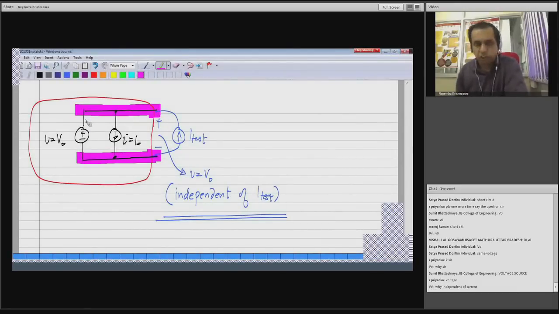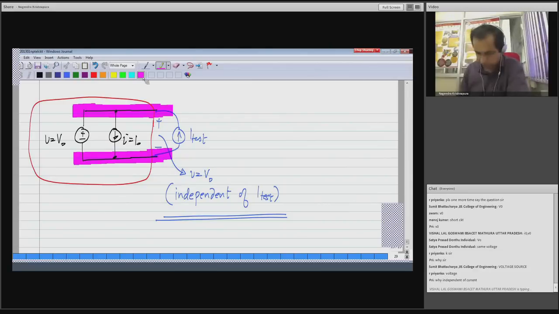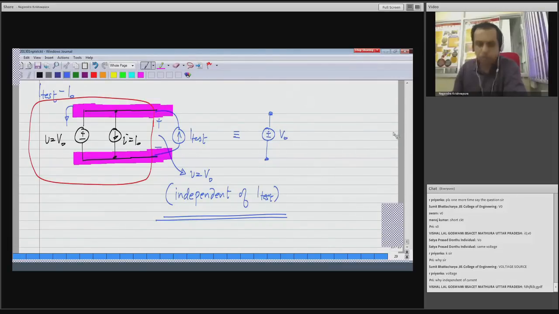So, we have this voltage source here. What does it mean to have an independent voltage source? It means that the voltage between its terminals will always be equal to V0, independent of how much current is flowing. And those two terminals are exactly the same terminals that are coming out. So, between these two terminals we have V0 independent of I-test, whatever current you apply. By Kirchhoff's law, you know that the current flowing through the voltage source is I-test minus I0. But that is not relevant. However much current is flowing through it, it will always maintain V0. So, this entire thing is equivalent to a voltage source of value V0.